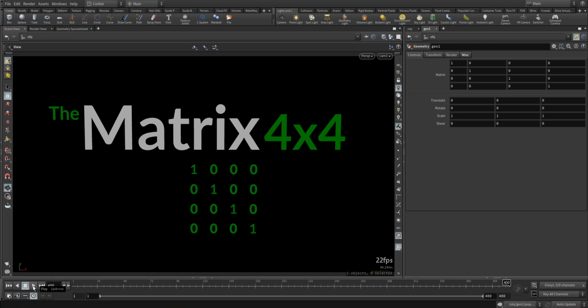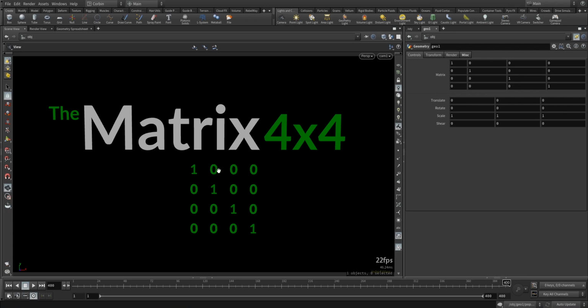All right, so as you can see from our intro, we're going to be talking about matrices. No, not the actual movie, but we are talking about matrix 4x4s, which are found everywhere in Houdini and in 3D. And we'll also be talking about other kinds of matrices as we go along. Right, so what exactly is a matrix?